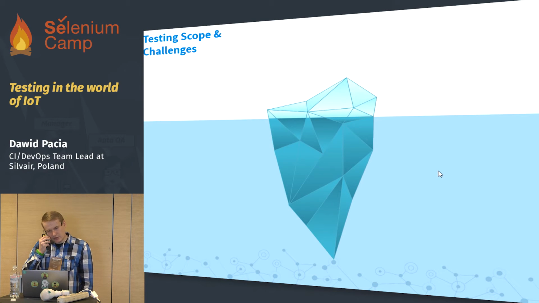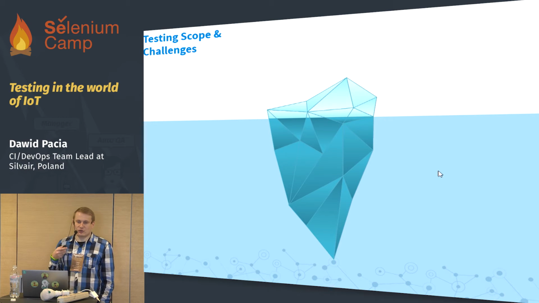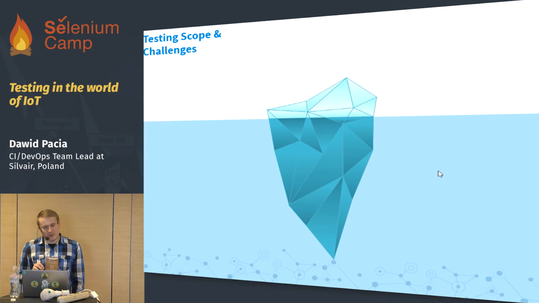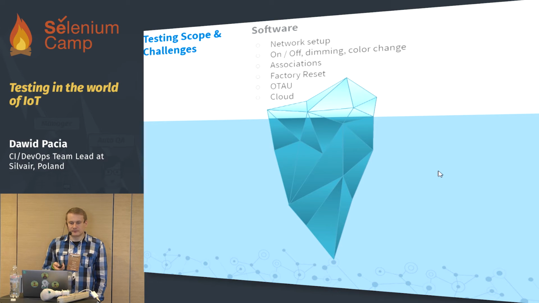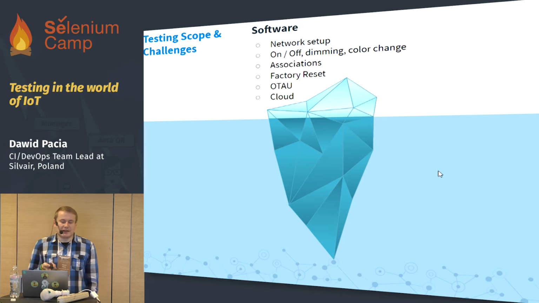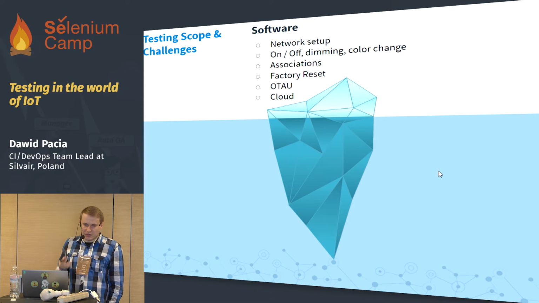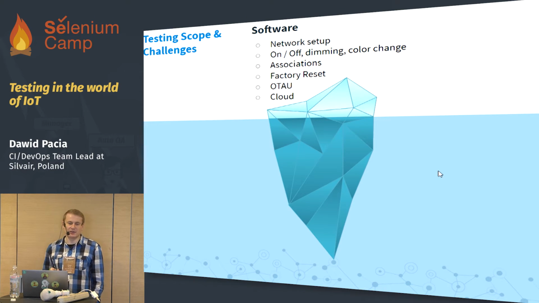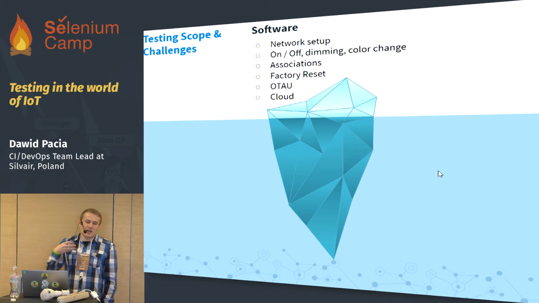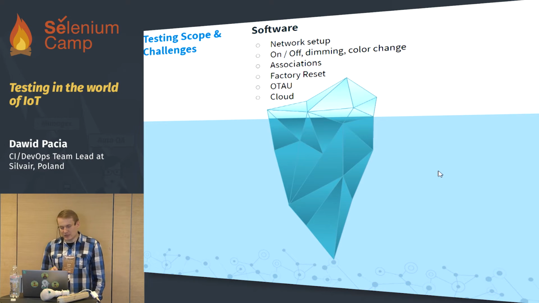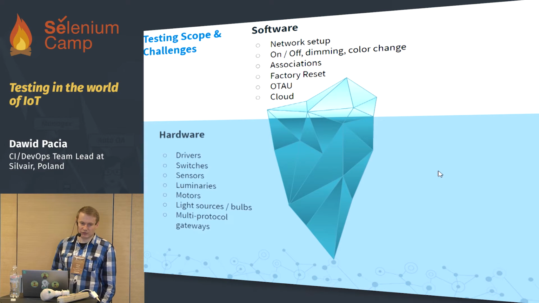Now, here you can see the iceberg. With an iceberg, just a few percent of the ice is visible to the viewer, the watcher, and in this example, it will be our end user. So for him or for her, this is just some functionalities: operating the bulb, setting a bit, making an association, updating firmware, or sending to the cloud. But there is much more below. So firstly, we have hardware.